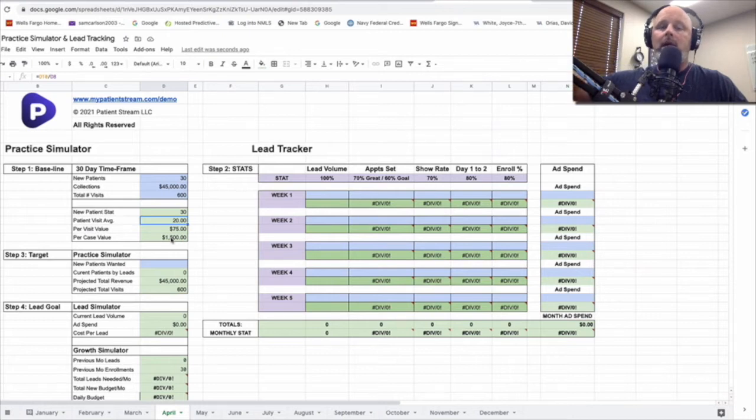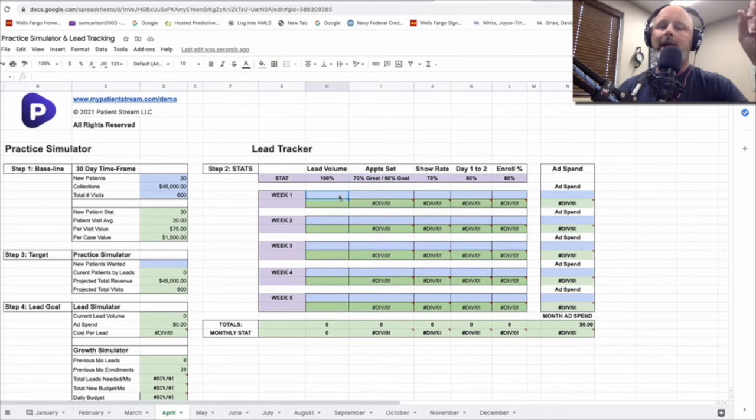Okay, and in this case, we're using leads to do that. Now, PatientStream is an amazing way to get leads for your practice, and so with PatientStream, you can basically do your own marketing and get a lot of leads. So leads are cool, but leads are not patients. So how do we use that information to predict a growth pattern here?